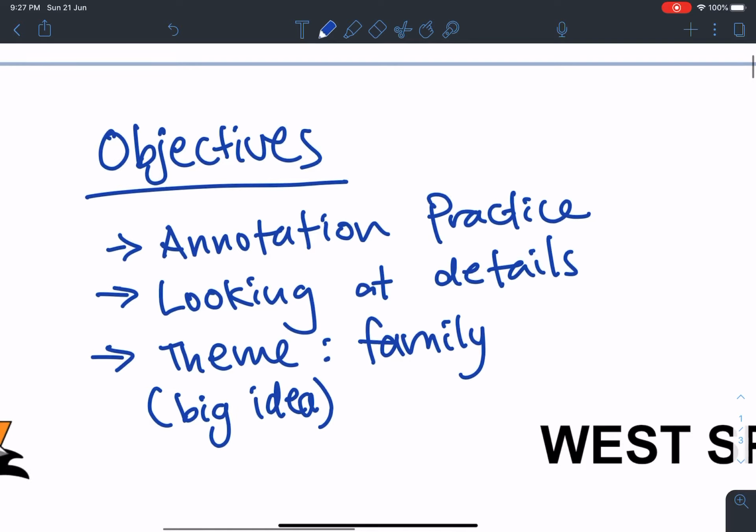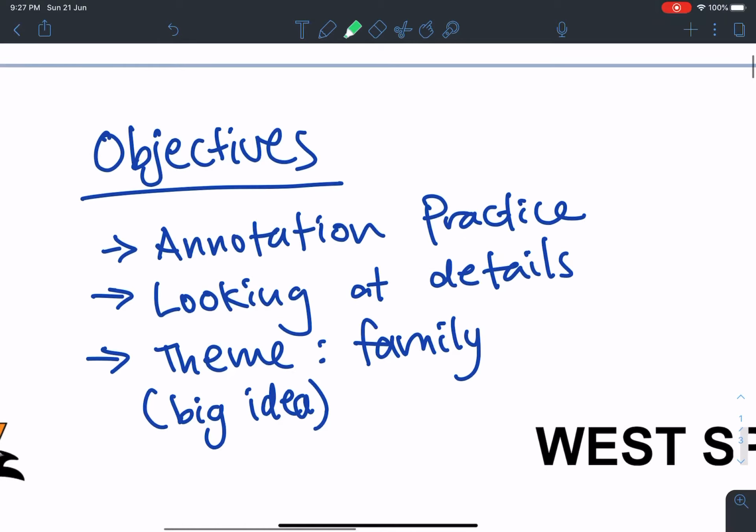We are going to focus on practicing our annotation skills, which is basically looking at details. This is important because it will help you in the long run, not just for literature, but even for things like comprehension, for history, for social studies, and so on and so forth. So we are going to practice this detail thing. After that, we will also look a little bit at family, which is one of the big ideas in The Outsiders.